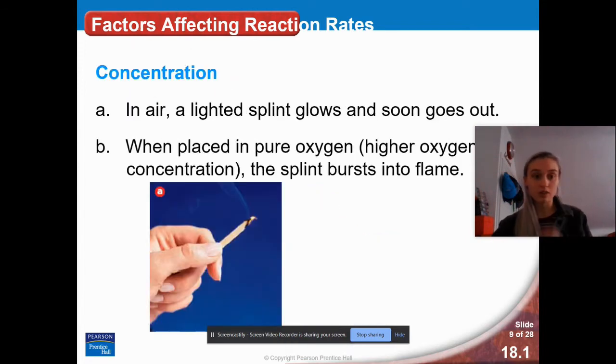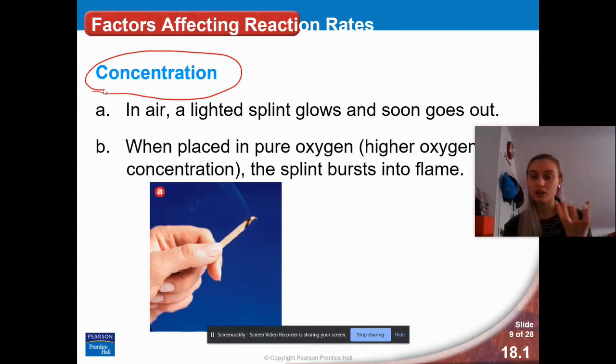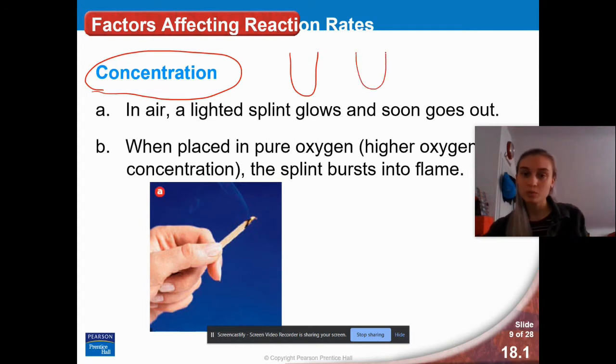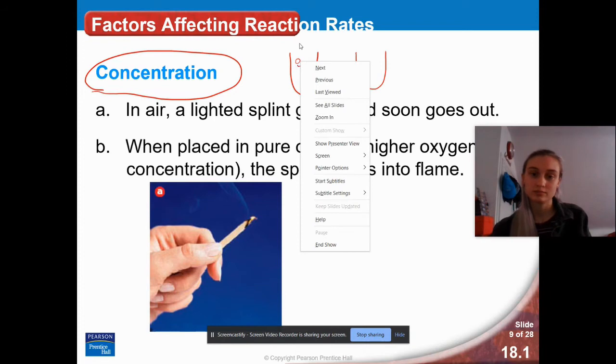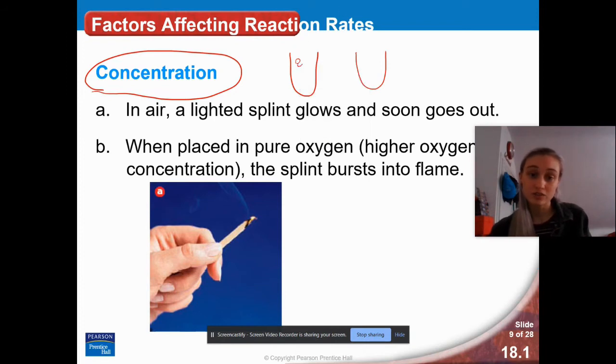When we have an example of concentration, remember, concentration is how much stuff you have in a certain amount of space. So say you have, and this will be the example that I'm about to show you, this is talking about oxygen. So say this is the normal air where you have some oxygen. You have a few.